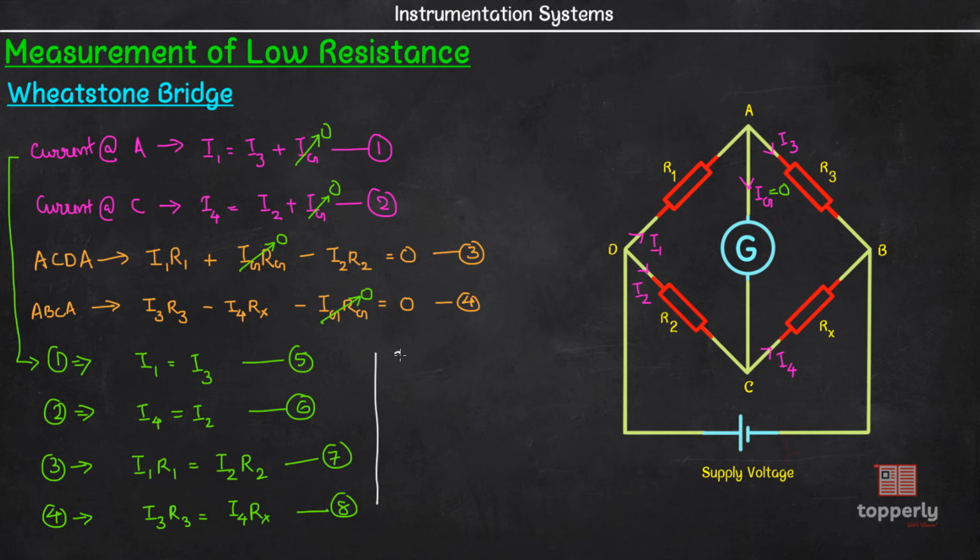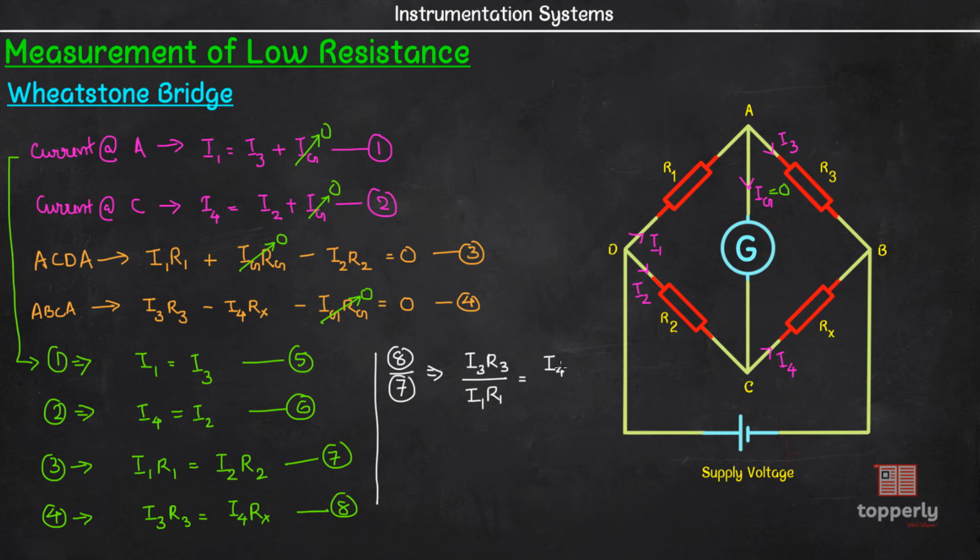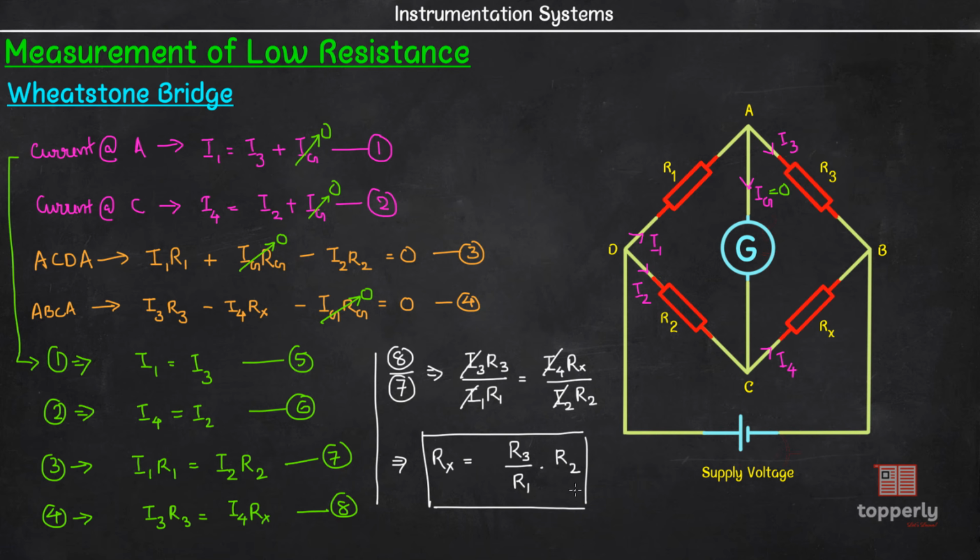Now equation 8 by equation 7 gives us I3 R3 by I1 R1 equal to I4 Rx by I2 R2. But using equation 5 we know that I1 equal to I3. Therefore we can cancel out I1 and I3, and similarly I4 is equal to I2, so I4 and I2 cancel out. This gives us Rx equal to R3 by R1 into R2. So this is the equation for finding the unknown resistance Rx.